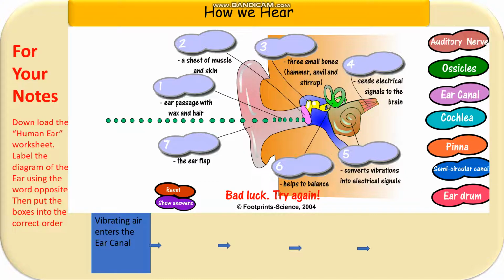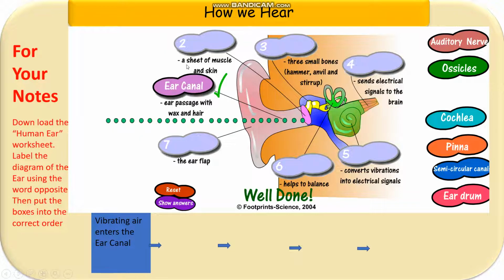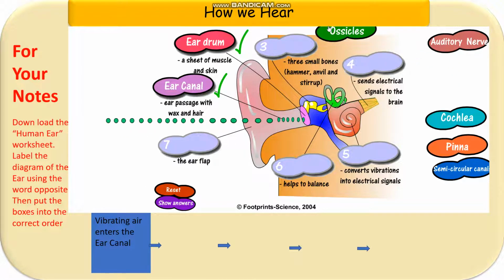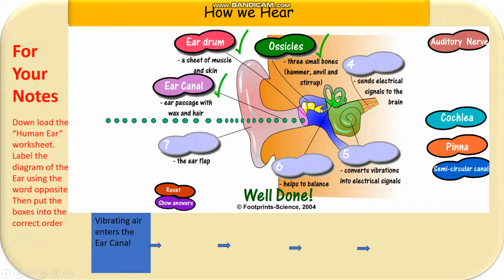Okay, hope you managed that okay. We'll go through the labelling part first then. So number 1, ear passage with wax and hair, so that protects nasty things like insects from actually getting into our ears, and that is what we call the ear canal. A sheet of muscle and skin which vibrates when the air particles strike it is of course the eardrum. The 3 small bones, hammer, anvil and stirrup, collectively are known as the ossicles.